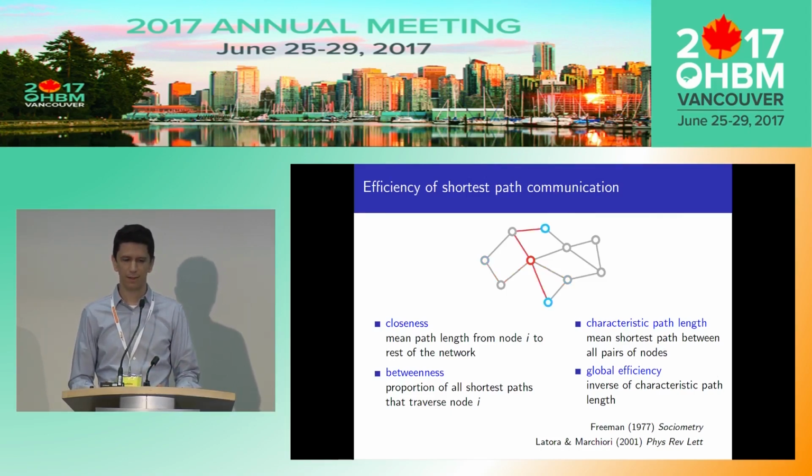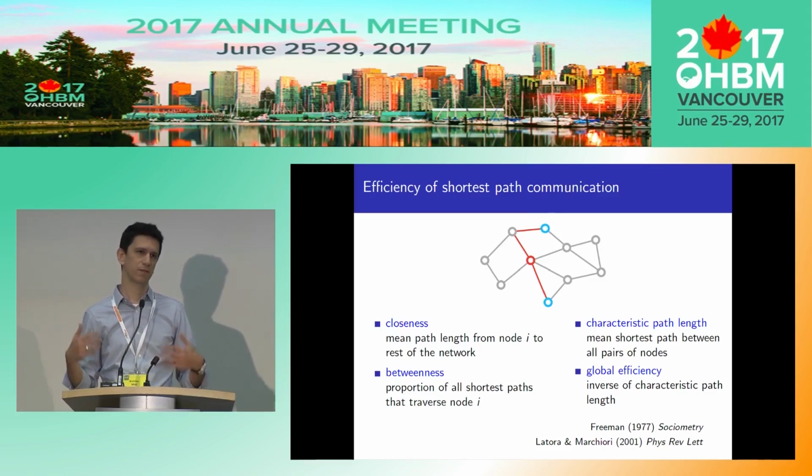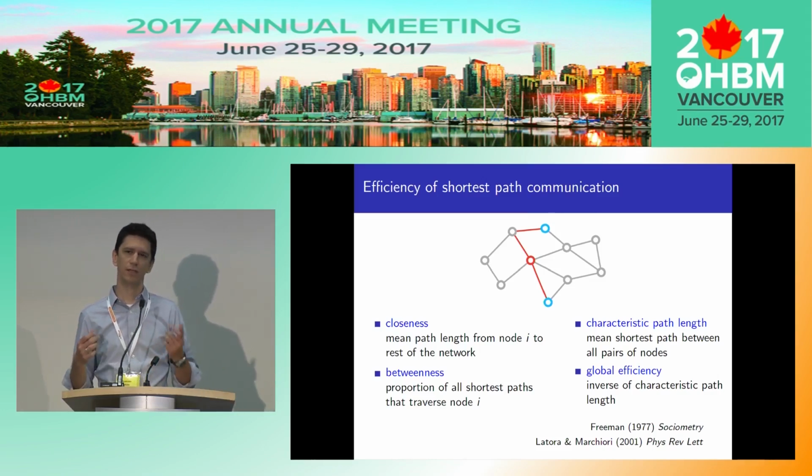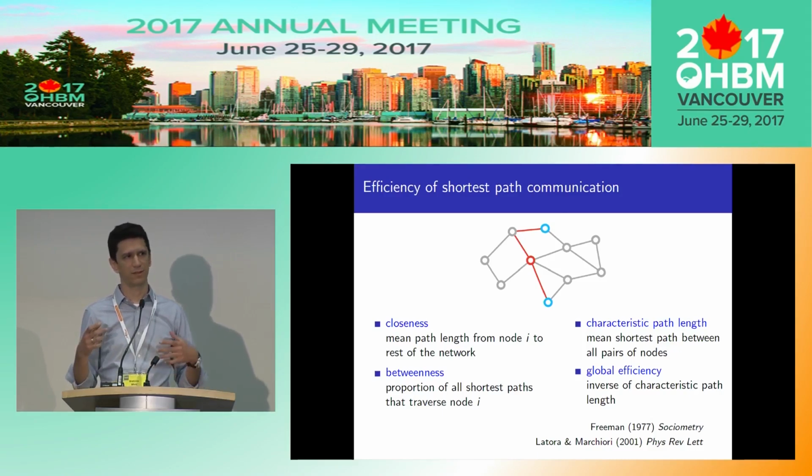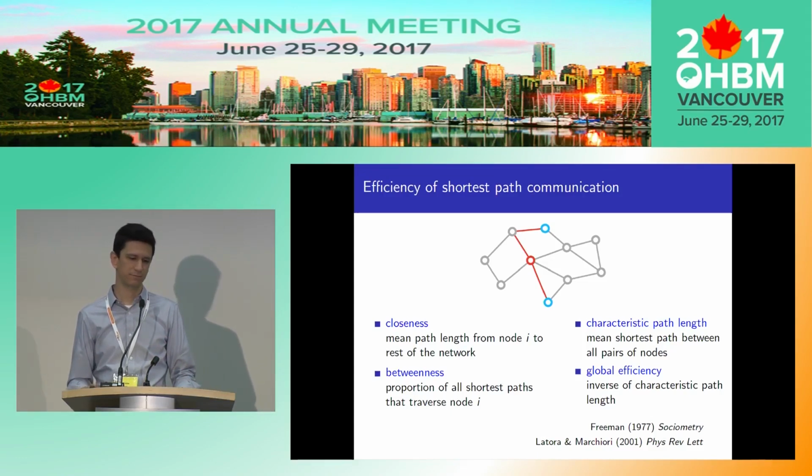At the level of the whole network, we can also ask what is the mean path length in the network, the so-called characteristic path length. If the mean path length in the network is quite low, that means that on average, any node is easily reachable from any other node in the network. And so the topology of the network is organized in a way that permits efficient transfer of information. And so, in other words, the efficiency of the network is high.